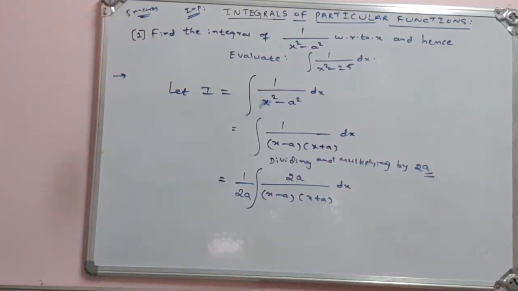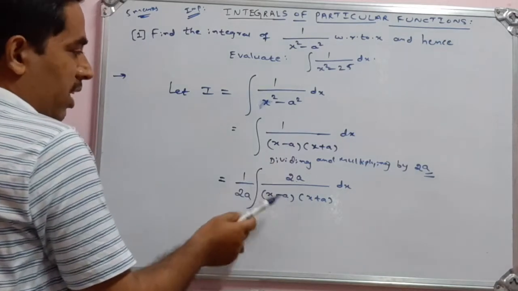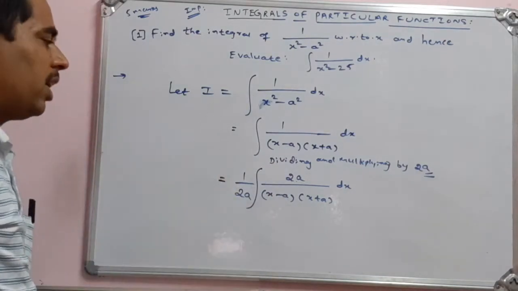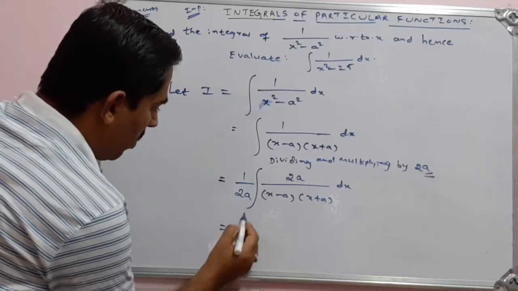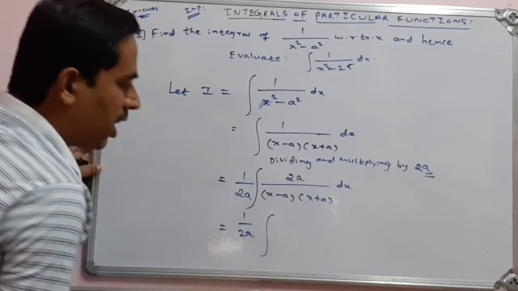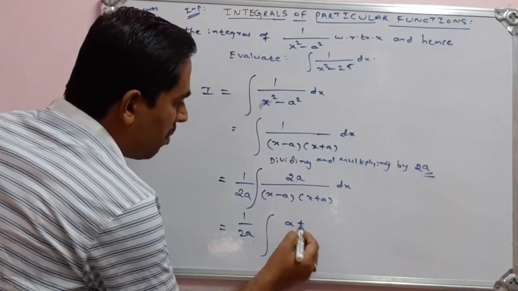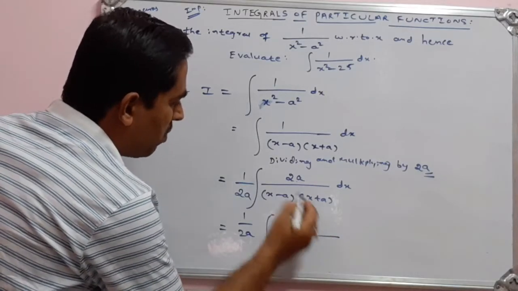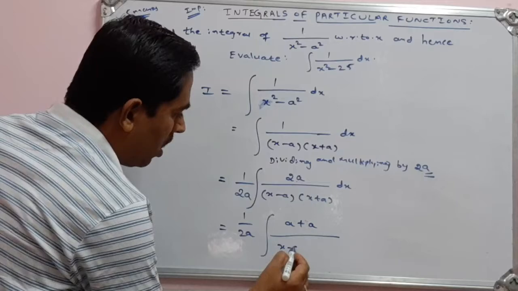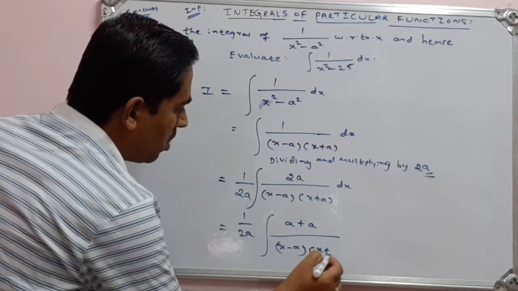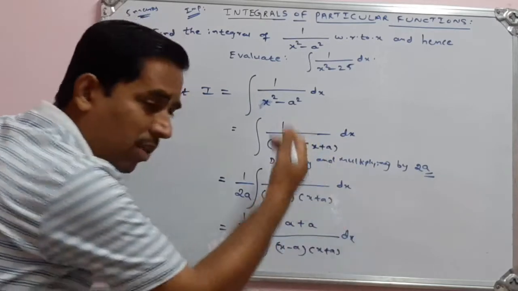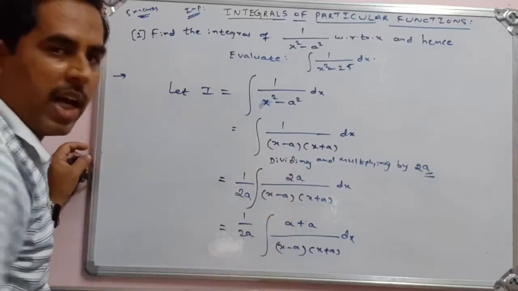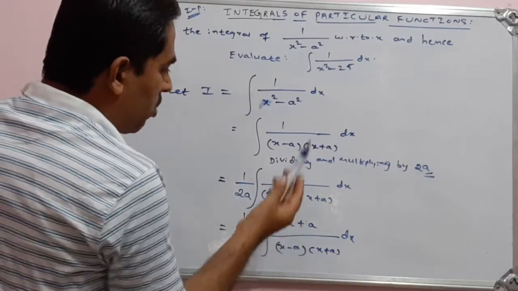Observe this, dividing and multiplying by 2a. So 1 by 2a I write in the numerator, another 2a is in the denominator. Then let me continue here. 1 by 2a into integration of, this 2a can be written as a plus a. So a plus a means what? That gives me 2a. Then write the denominator as it is. You need not write all the steps after practicing, so you can write it directly. A plus a gives me 2a.